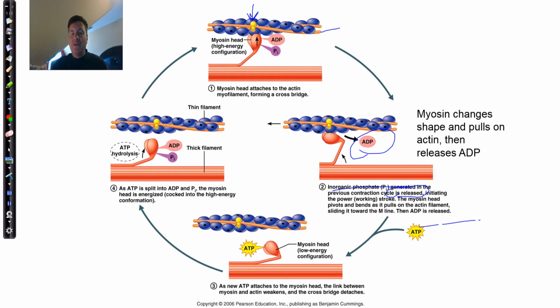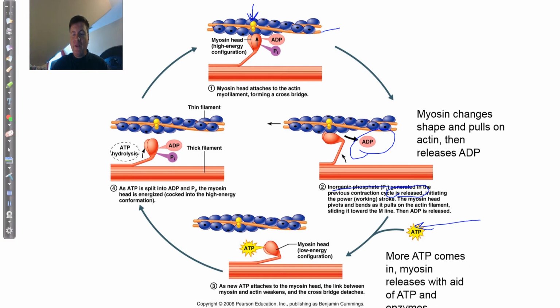But now we come back to this. We have to have ATP available to cause the release of myosin from actin and to reconfigure it. So ATP comes in, and myosin releases actin with the help of ATP and enzymes. Essentially, we're investing some energy. It causes the break to occur, and that allows myosin to break free of actin. So ATP had to be there for that to occur. Enzymes also help the process.